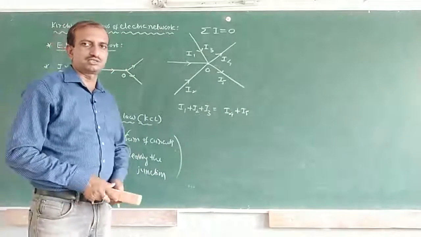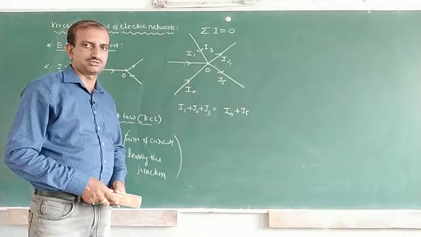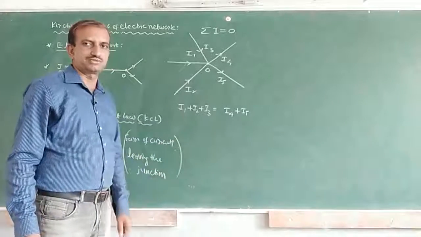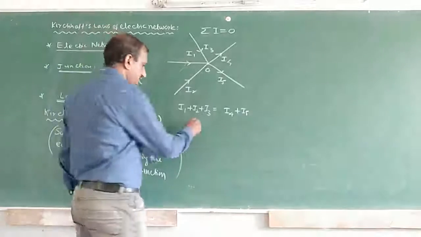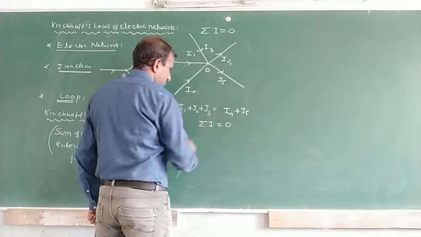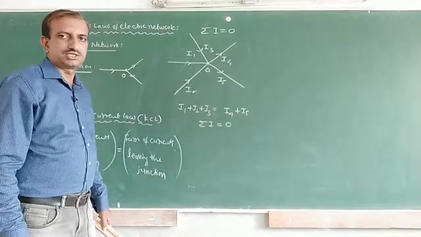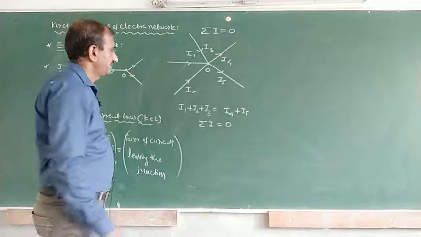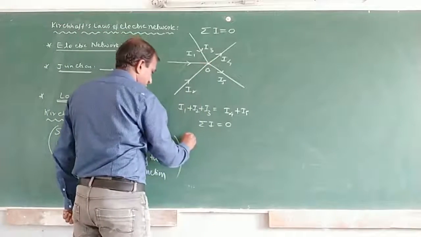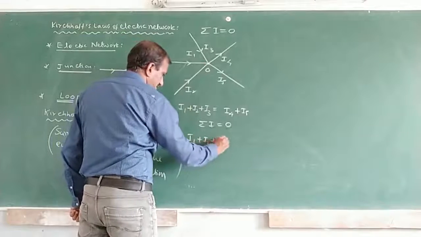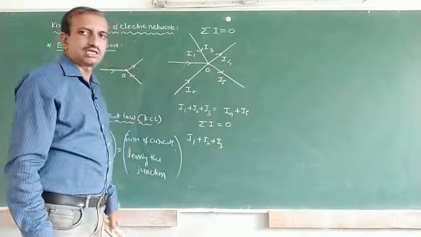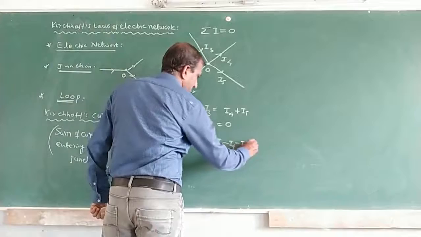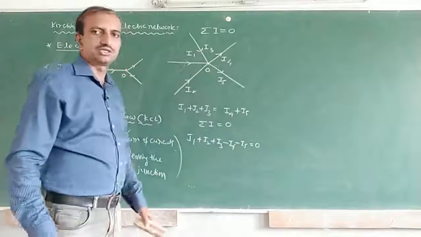Kirchhoff's current law is based on the law of conservation of charge. Charge is a conserved quantity. Or sigma I is equal to 0. There is a sign convention used in the study of Kirchhoff current law, according to which the currents entering a node are taken to be positive, so here I1, I2 and I3 are positive, and the currents leaving the junction are taken to be negative. So I4 minus I5 is equal to 0. This is Kirchhoff current law.